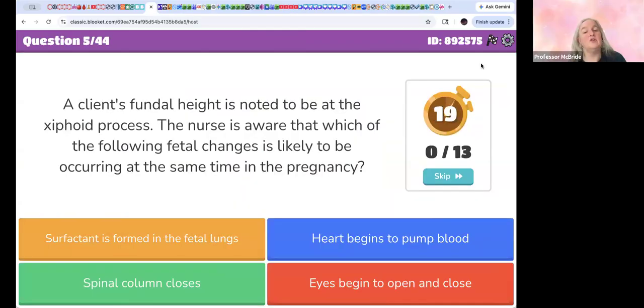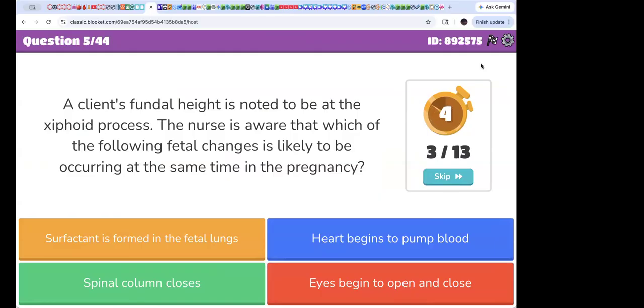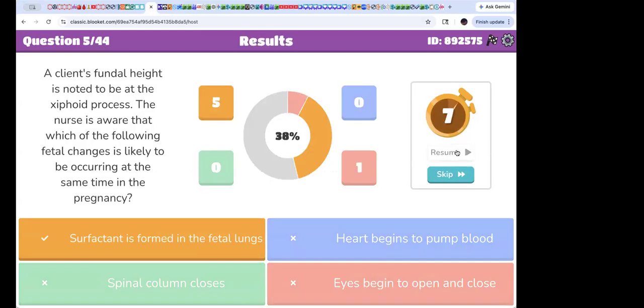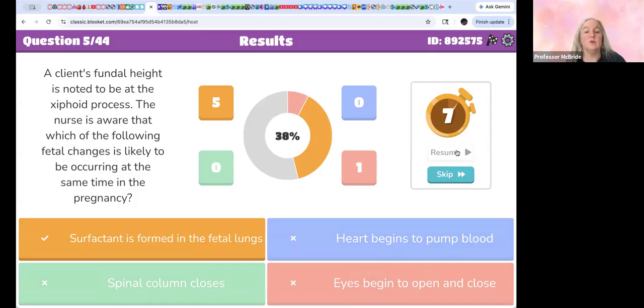A client's fundal height is noted to be at the xiphoid process. The nurse is aware that which of the following fetal changes is likely to be occurring at the same time in the pregnancy? All right, so actually, this is really good. Those of you that answered this, you did really well with this. This one really makes you think.